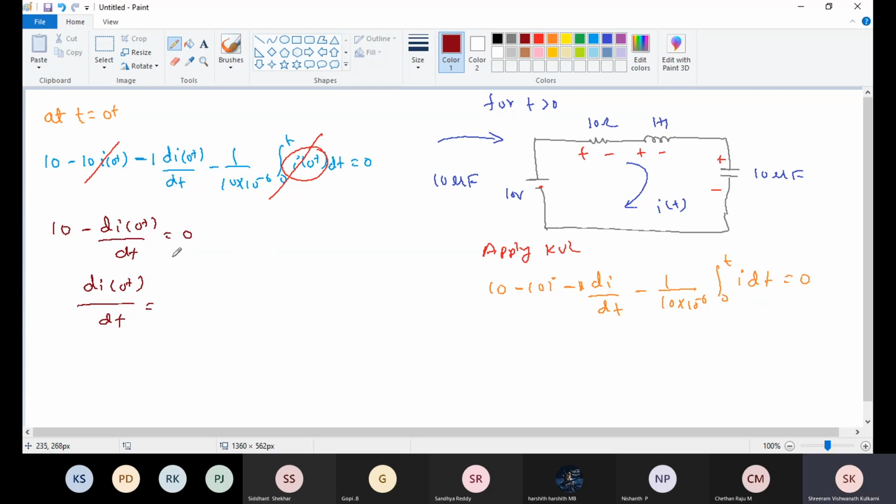Now tell me the value for this. di/dt at 0+, how much? Plus 10 or minus 10? di/dt is plus 10 ampere per second, correct?